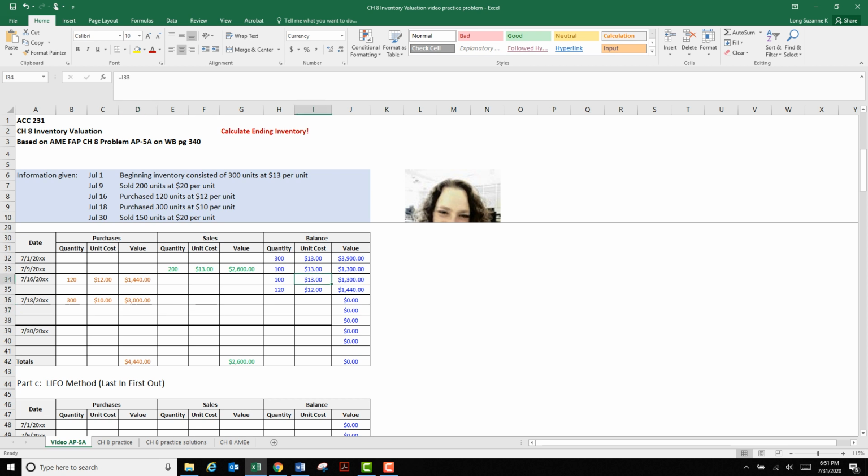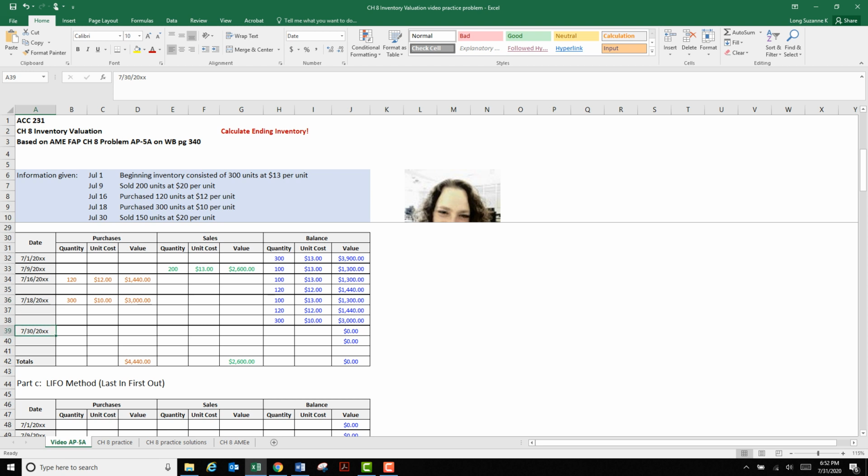Now we've got $13 ones and $12 ones and $10 ones, and you've got to keep them in order. So we got the $13 ones, and now we got the $12 ones, and we got the $10 ones. And I'm going to put my big underline here. So as of July 18th, we've got these three amounts. So we've got $5,740 in inventory as of July 18th.